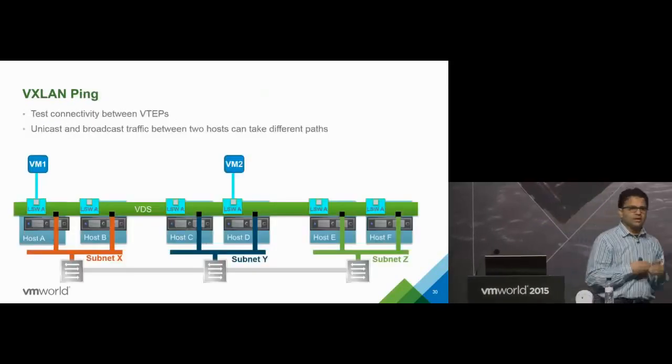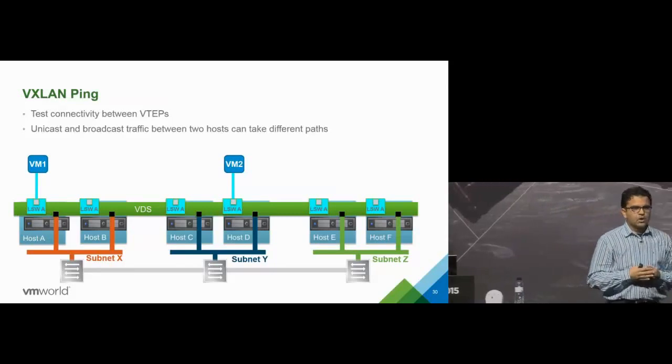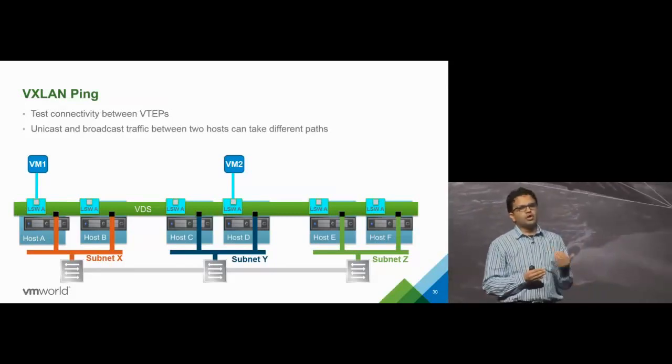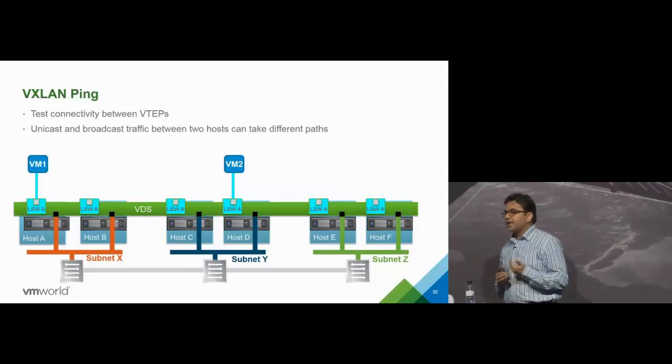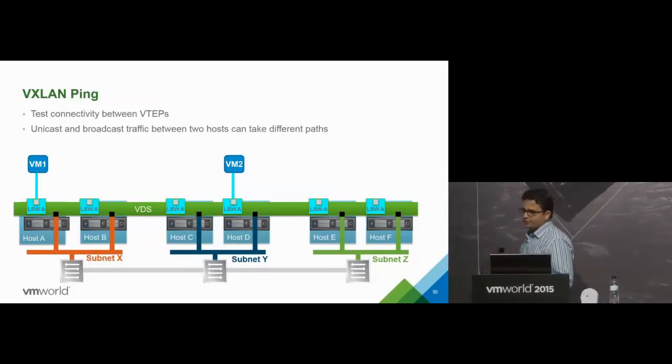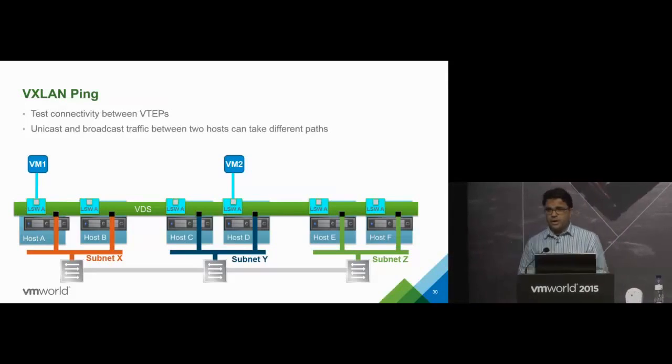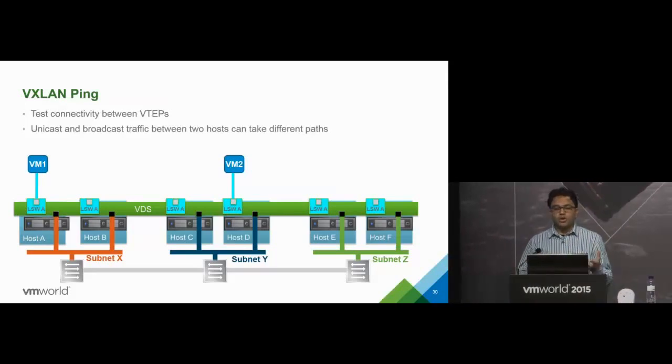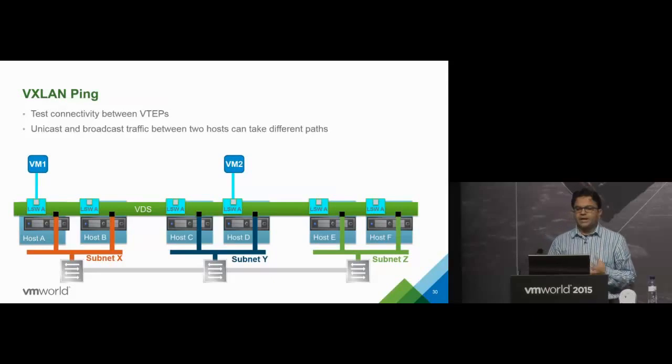So let's take a look at VXLAN ping. VXLAN ping is a tool that we use that can test the connectivity between your VTEPs, or VXLAN tunnel endpoints. Why is it important? Let's say you get a call from your customer or your client, and he says that my application on VM1 cannot talk to application on VM2.